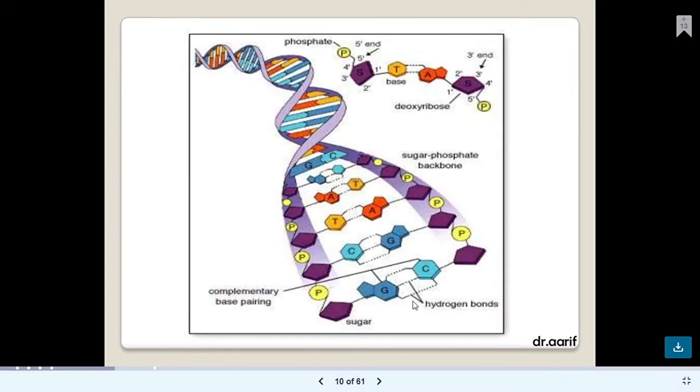And these nitrogenous bases are linked with hydrogen bonds. So it's a complementary base pairing.